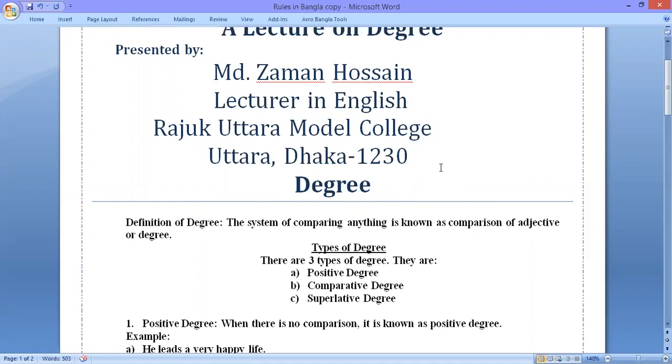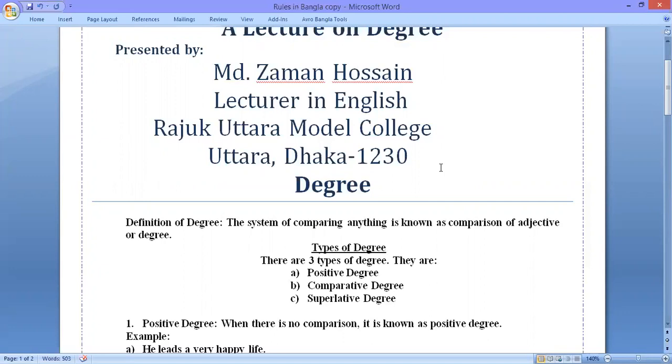So first of all, I would like to define degree. The definition of degree is the system of comparing anything is known as comparison of adjective or degree. I am repeating, the system of comparing anything is known as comparison of adjective or degree.